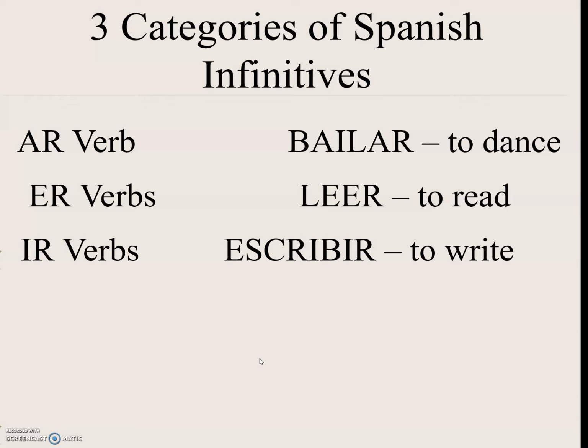You know that in Spanish we have 3 verb categories: AR verbs like bailar, which means to dance; ER verbs, leer, which means to read; IR verbs, escribir, to write.